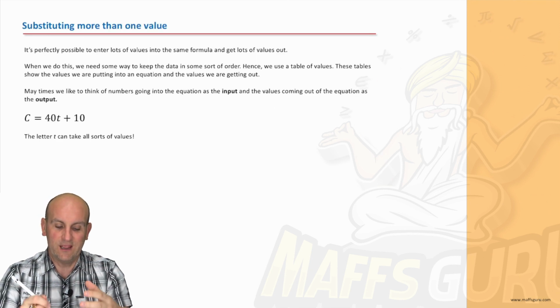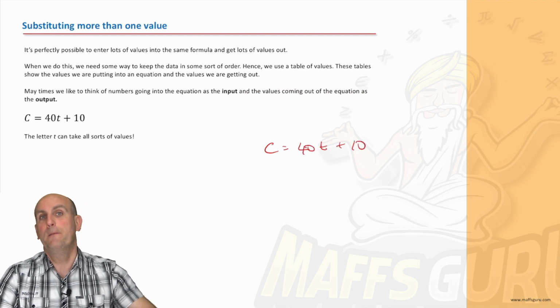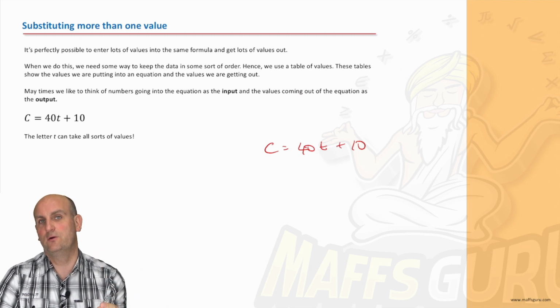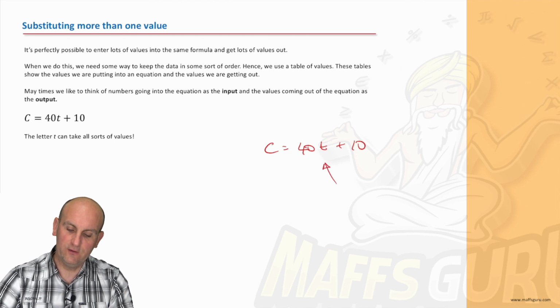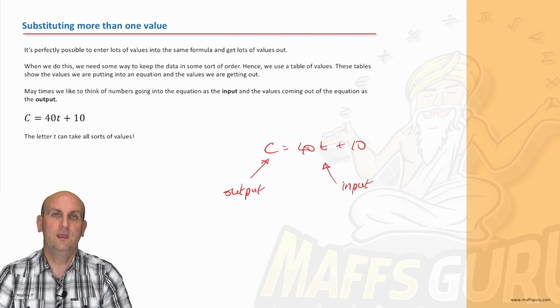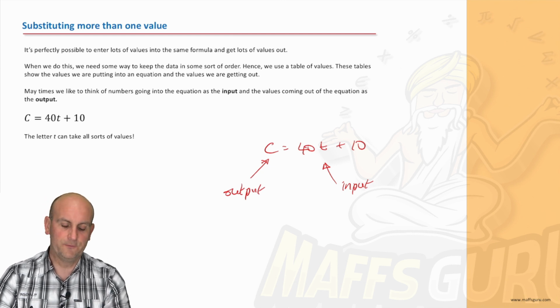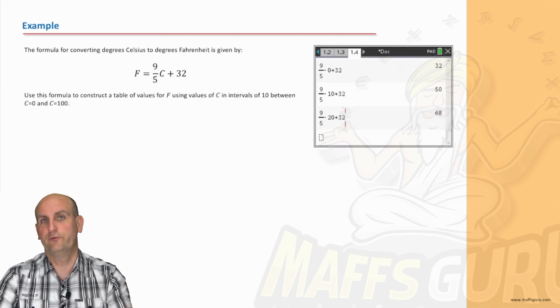There we've got this equation: C is equal to 40t plus 10. Generally speaking, values we're putting into the equation are called our input values. Because we are looking to put the value of t in, that would be our input. And the C, what we get out after we substitute, is our output. That's important to know in case later on we get questions that talk about inputs and outputs. But the value of t can take all sorts of different values.